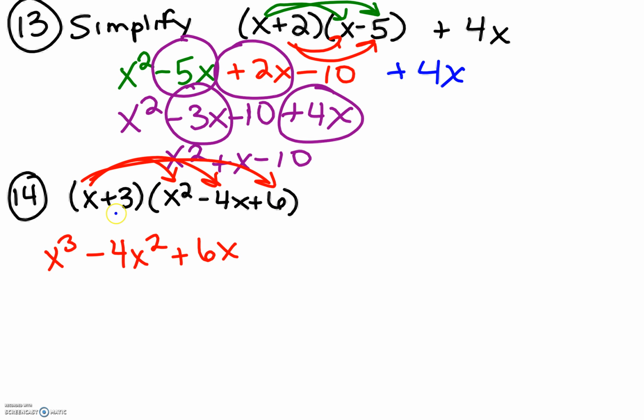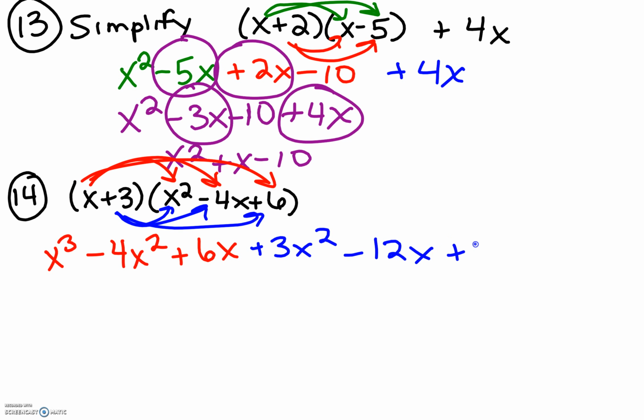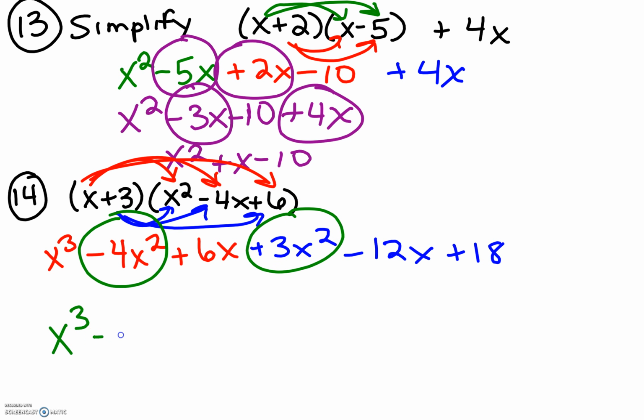Now I'm going to go back and multiply the 3 out. 3 times x squared. 3 times negative 4. And then 3 times 6. From here, I just want to combine like terms. x to the third, negative 4x squared, a positive 3x squared is a negative 1x squared. Positive 6x, negative 12x is a negative 6x, and then plus 18.